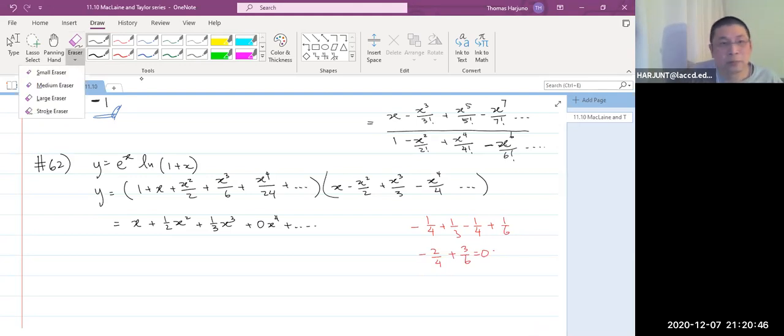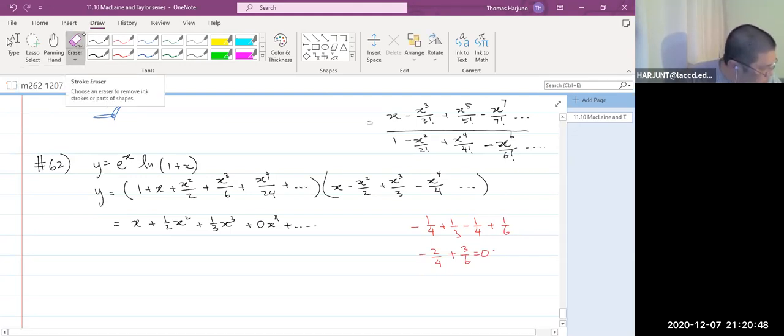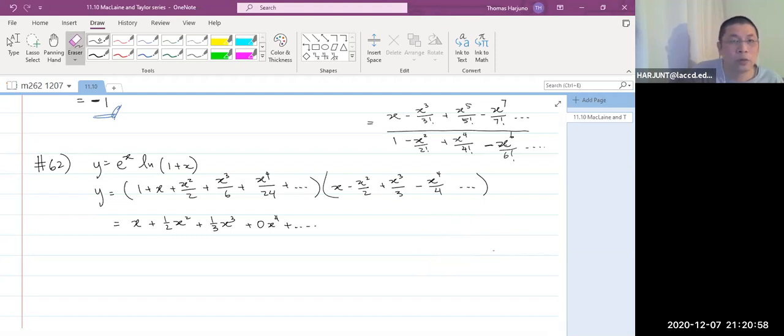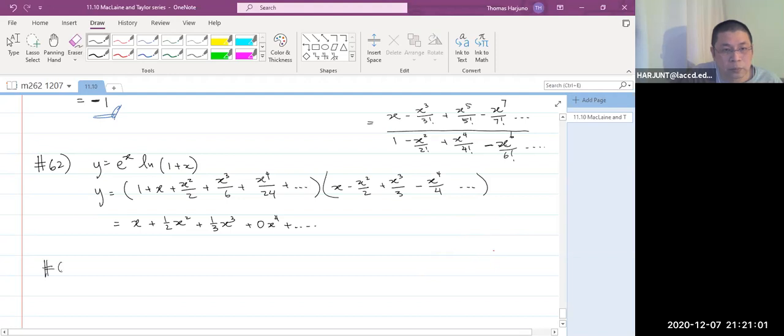Number 61. I have number 60 in mind, but that's no fun. Let's do number 61. Y equals x over sine x, which is x over x minus x cubed over 3 factorial plus x to the 5th over 5 factorial and on.